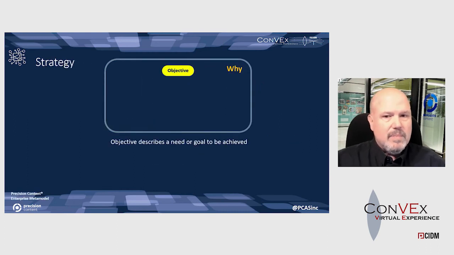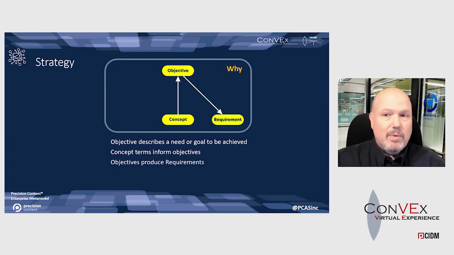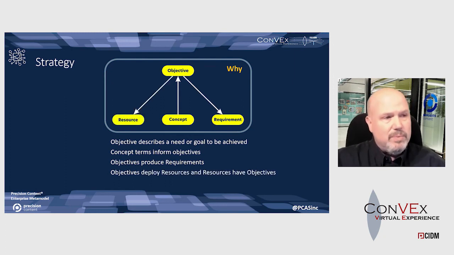And then the why. All right, we start with objectives, which really describes a need or a goal to be achieved. We have concept, again, which the concept terms inform those objectives. Objectives or needs produce requirements. And then objectives deploy resources, and resources have objectives. Okay, so goals and objectives that your department may have, or an individual may have, or that an objective says, I'm creating a new department in order to achieve some objective. So it's a bi-directional relationship there between resource and objective.